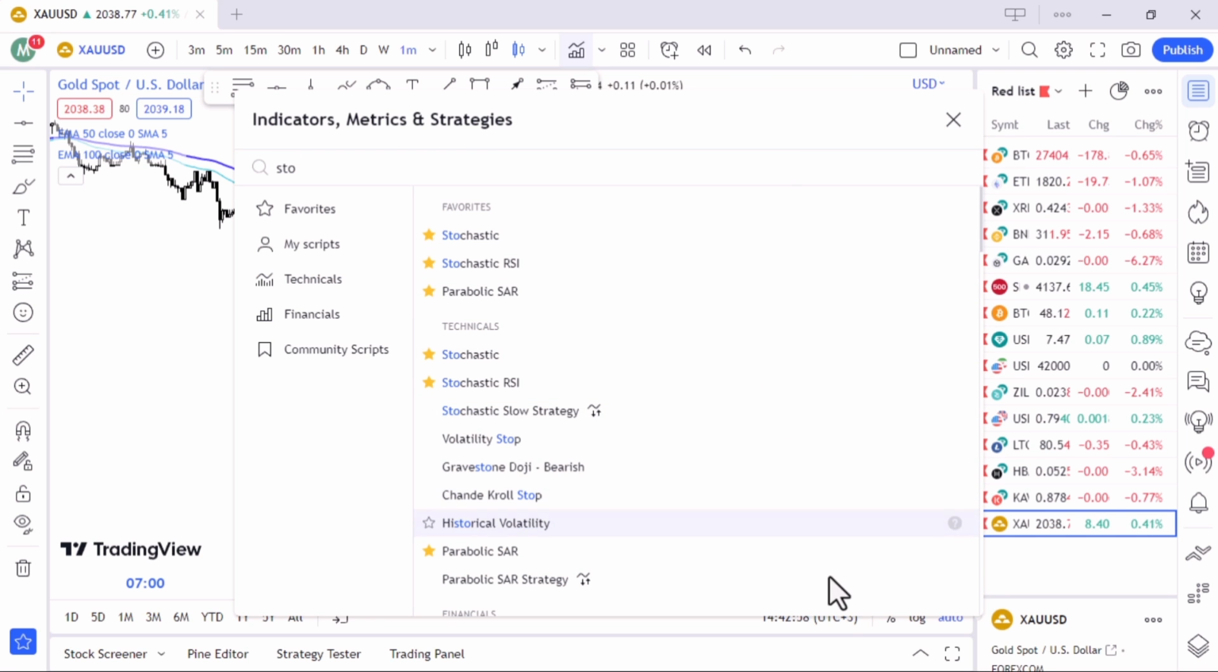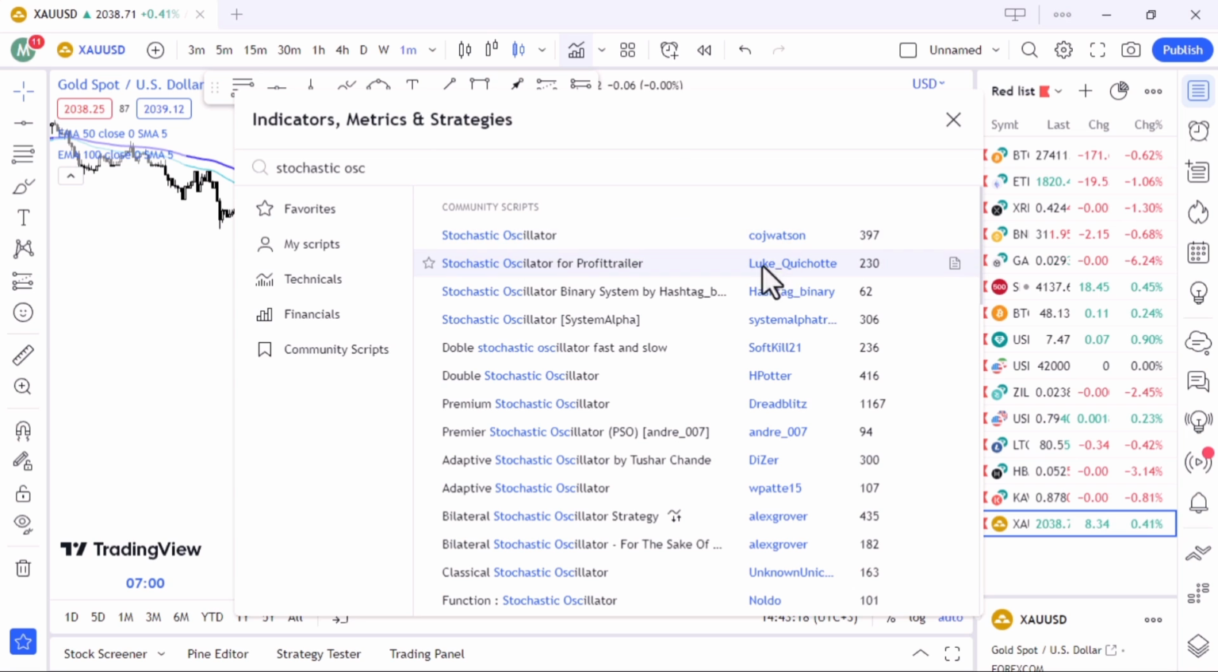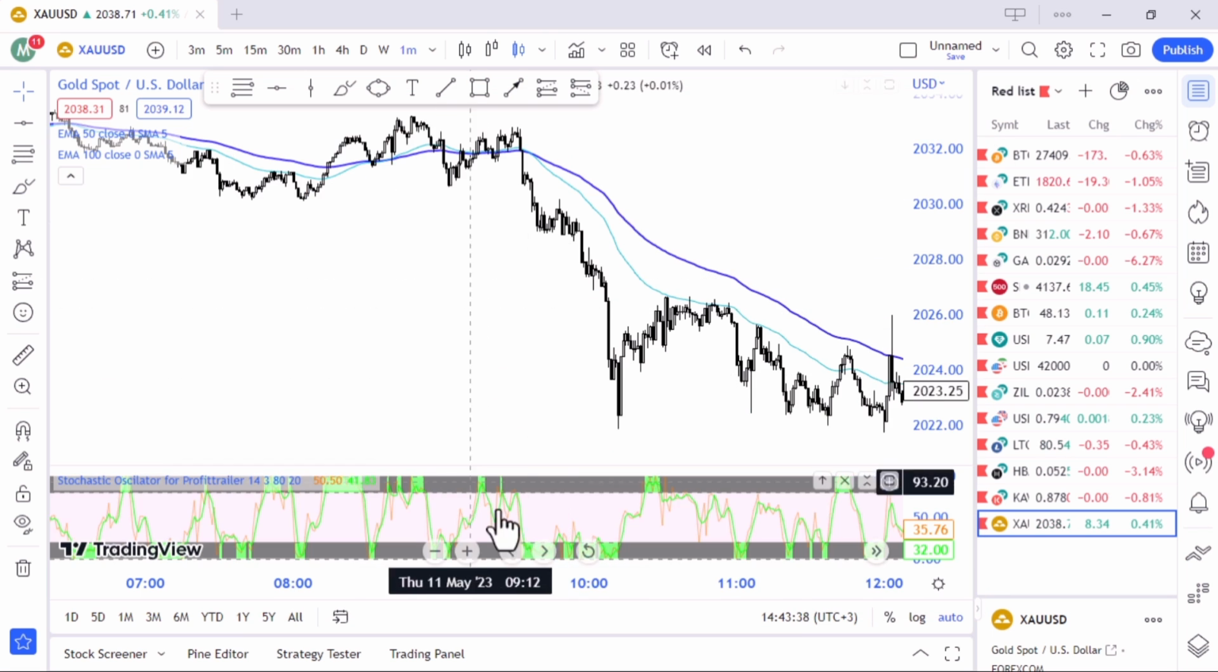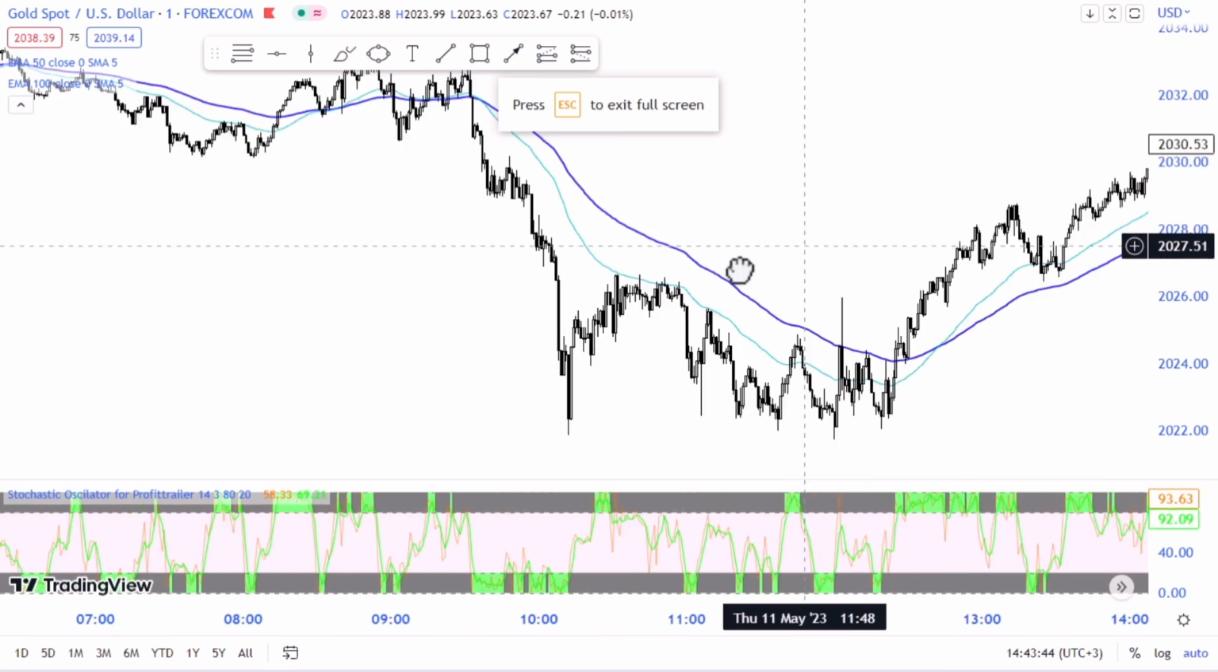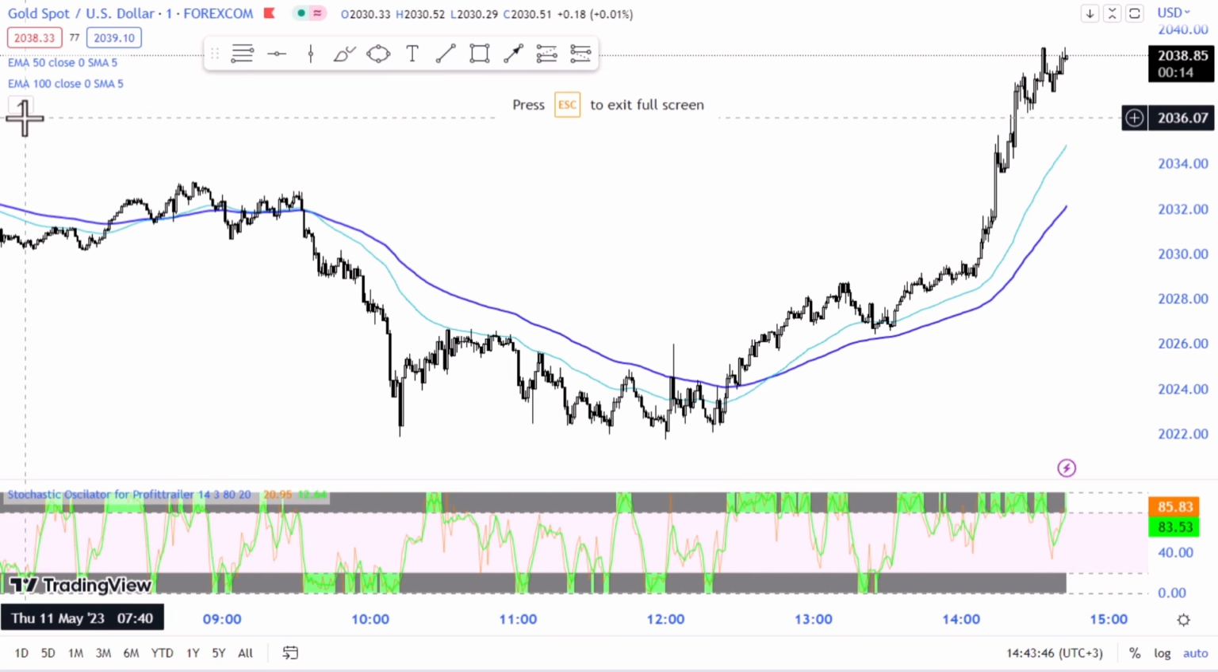So I'm going to search for a stochastic. Yeah, stochastic oscillator. We need this one by Luke, so I'm going to make it a favorite. Stochastic oscillator for profit trailer. So we need this one. I'm going to click on it and bring it onto the chart. It's going to pop up down here. There you have it. So let's go to the chart, make it full screen, and see how we can trade with it.